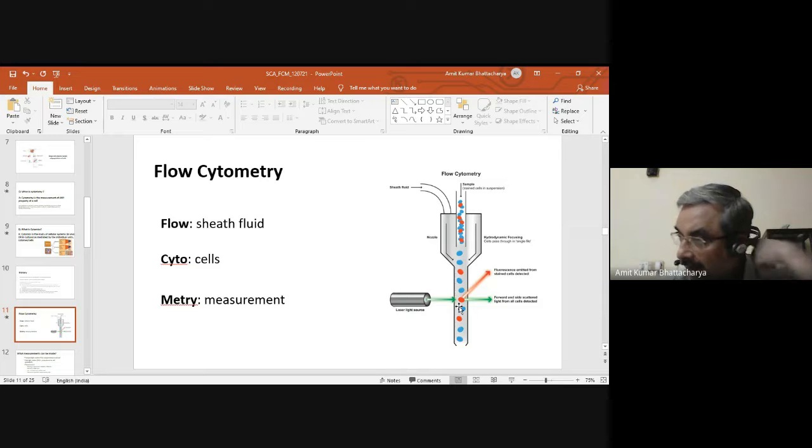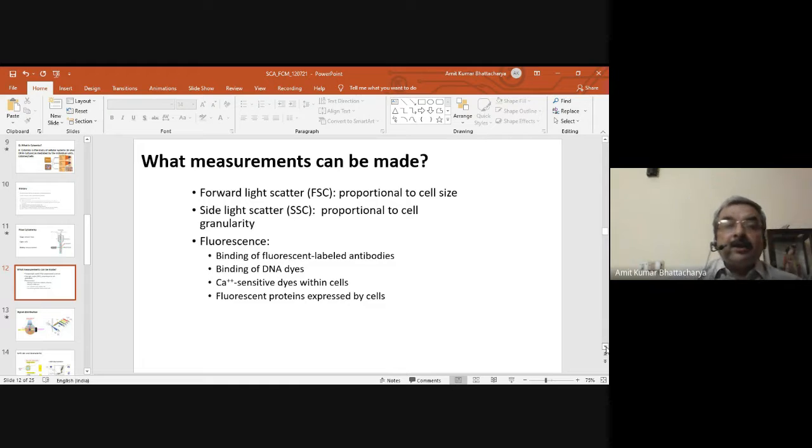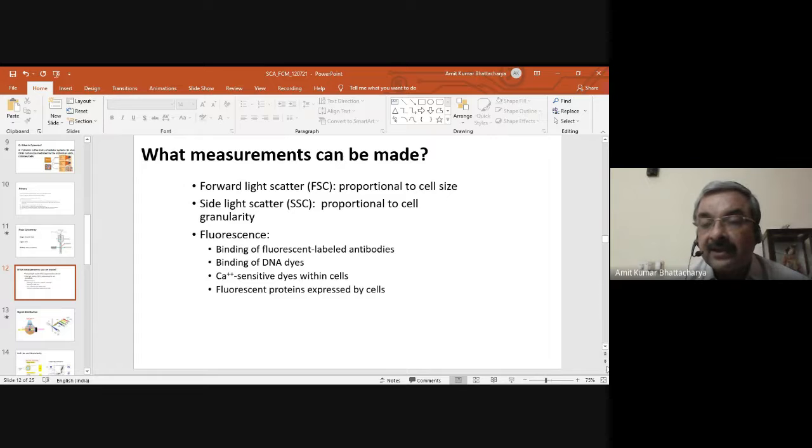And let's say you have cells in which you have labeled different proteins with different antibodies, and each of these antibodies is labeled with a different fluorescent dye. You end up seeing different colors coming out, and from that you can make out the levels of different proteins. So this is basically what flow cytometry is about. Let me skip this slide and come to the next slide, which is a little better.